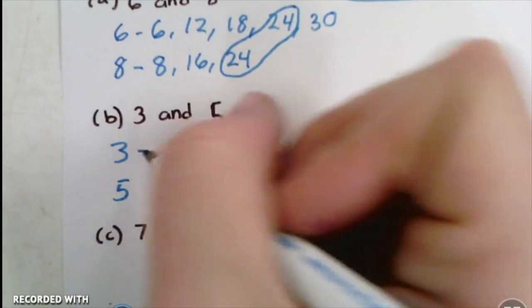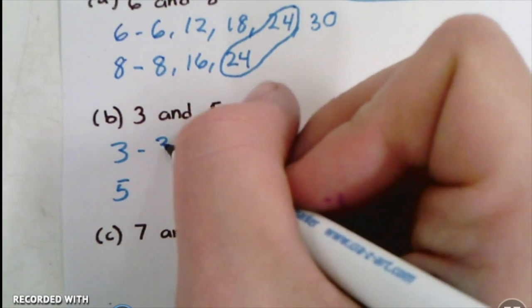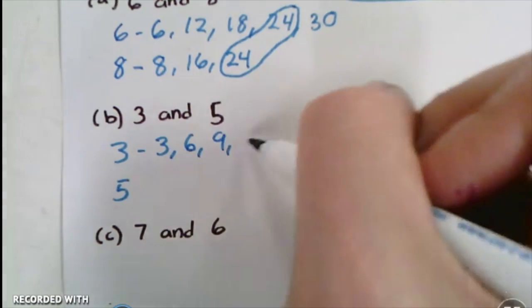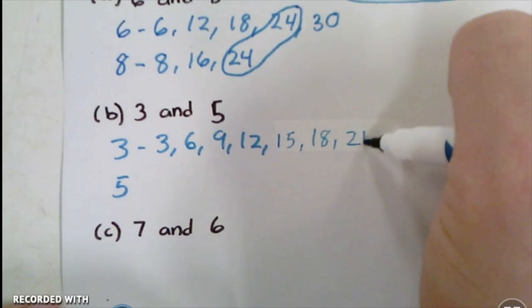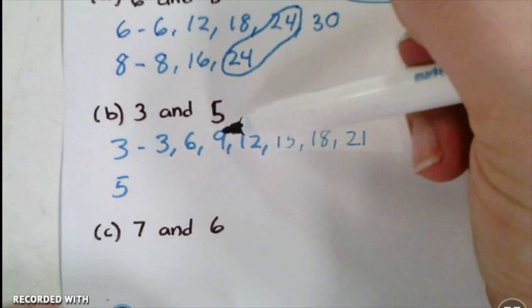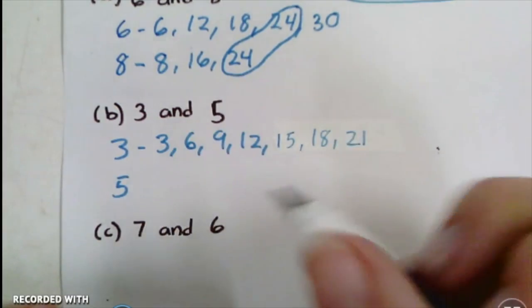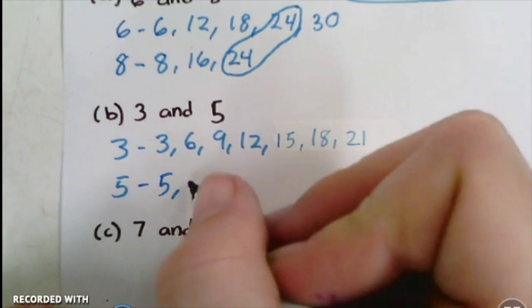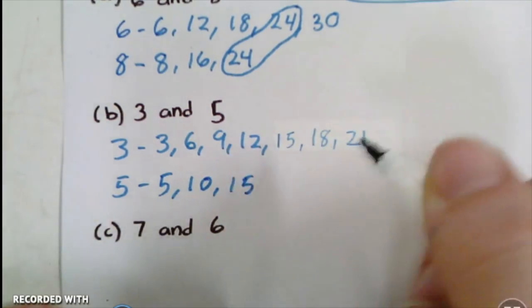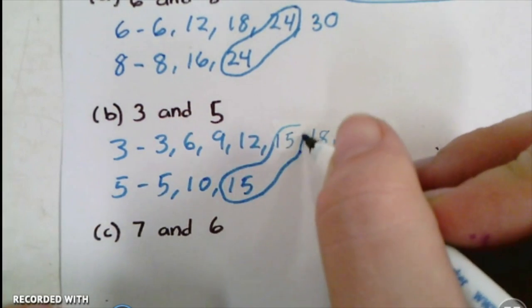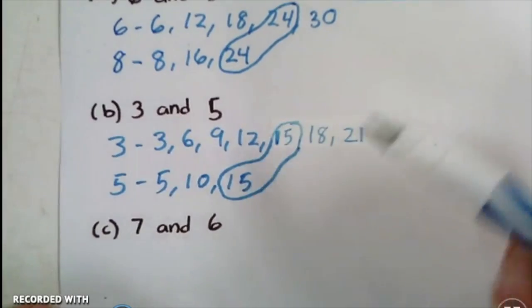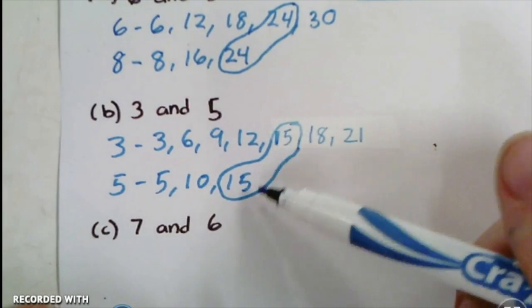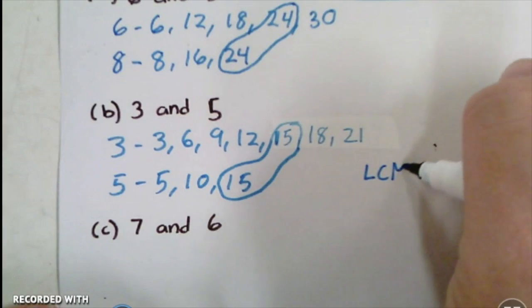All right, 3 and 5. Here we go. So I'm going to write 3 and 5. Do the multiples of 3. I got 3, 6, 9, 12, 15, 18, 21. Right, and this is 3 times 1, times 2, times 3, times 4, times 5, times 6, times 7. Let's do 5. So we've got 5 times 1, 5 times 2, 5 times 3. There she is. They both have a multiple of 15. And since that was the smallest one they have in common, the first one we found they have in common, that is their LCM.